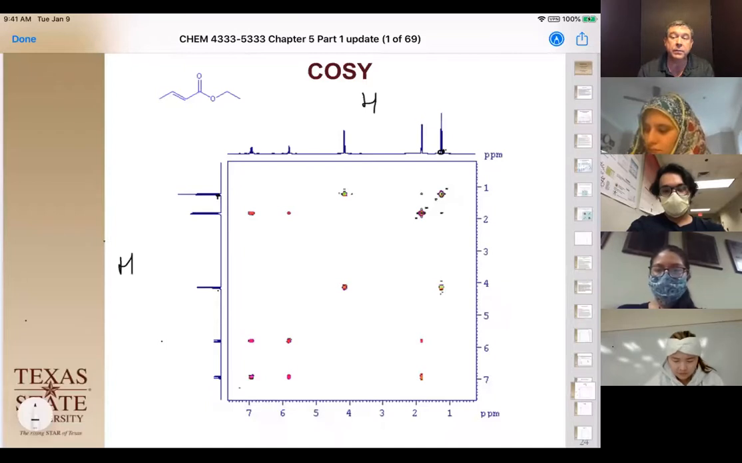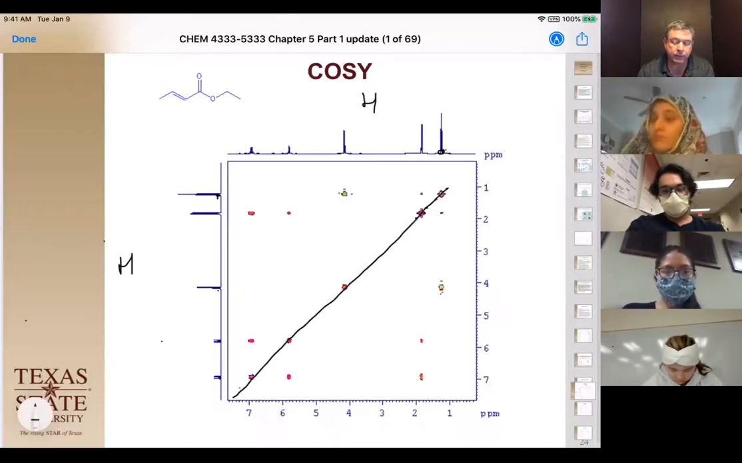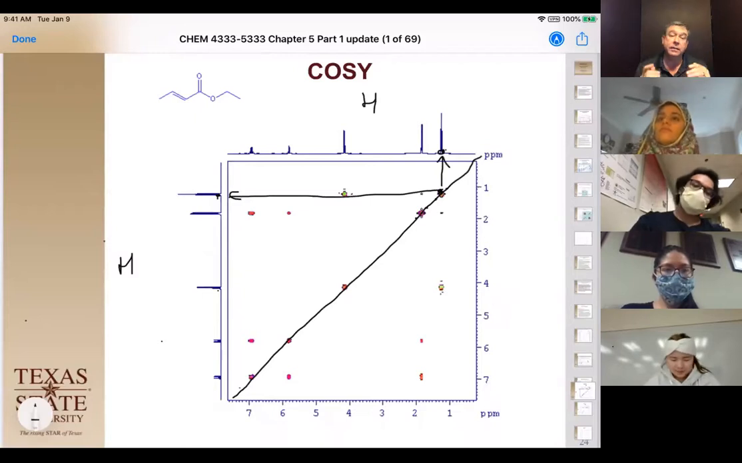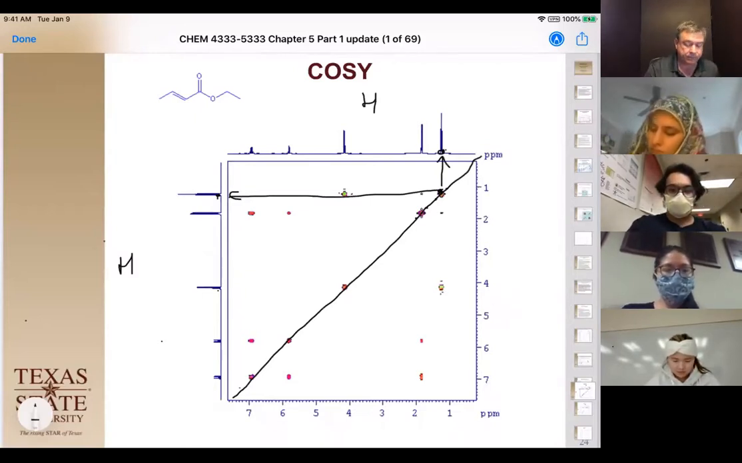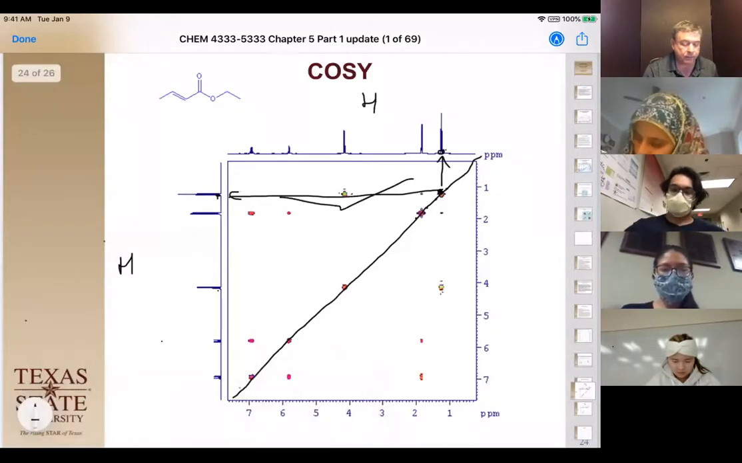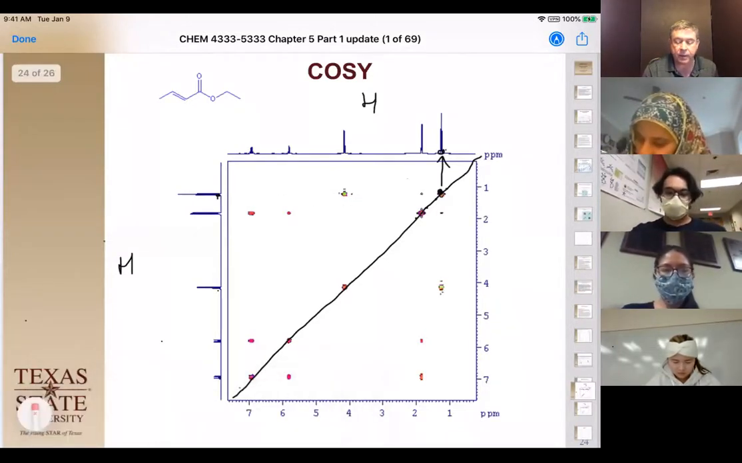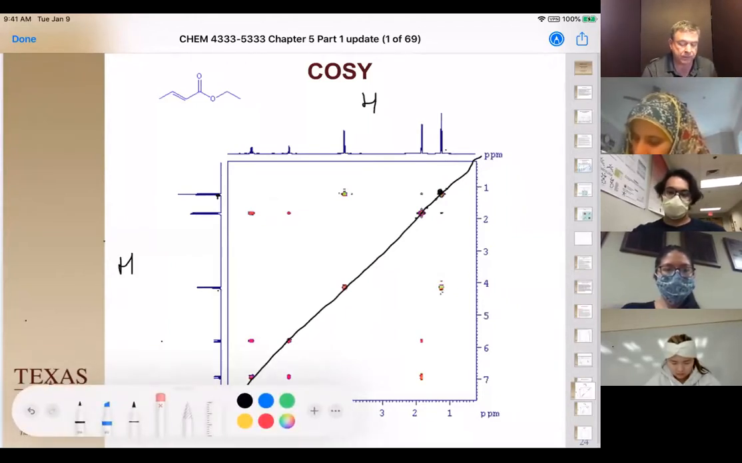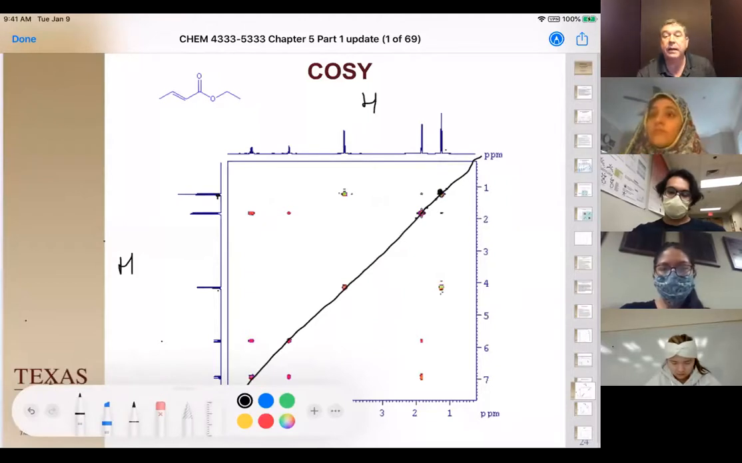So the first thing we do when we're analyzing our COSY NMR is we draw our line through the middle here, okay? When we draw our line through the middle here, all it's telling us is this peak is directly related to that peak there. And so that's just telling us that yes, our COSY is lined up correctly and we do have the peaks we think we have. Okay, now that we've done that, now we're going to start looking at the off angle peaks.